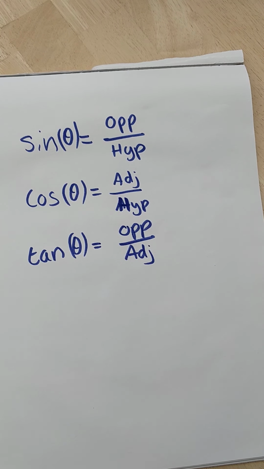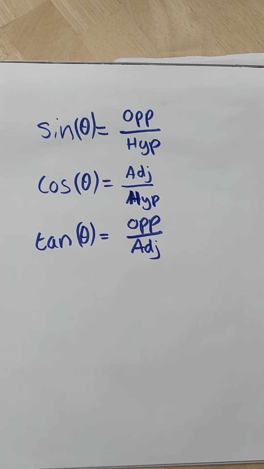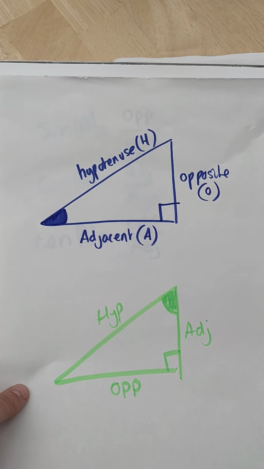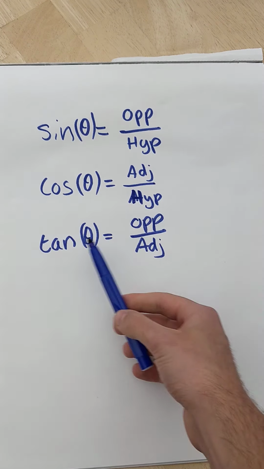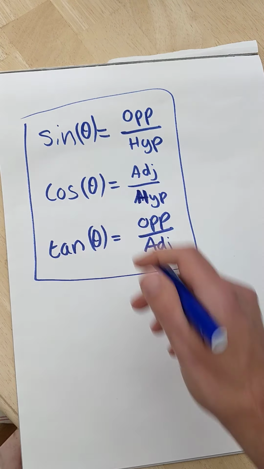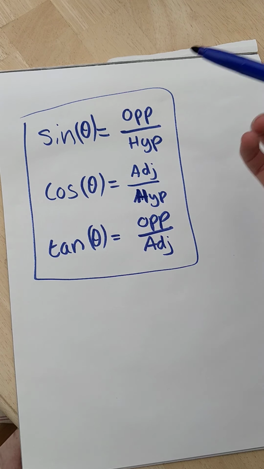Now, to remember what ratio to work with, you always have to label the sides of a triangle first, which is why this is the first thing I showed you. So these are the ratios that you would use. What I suggest you do is make a little note of them somewhere. Those are the three that you're going to use.